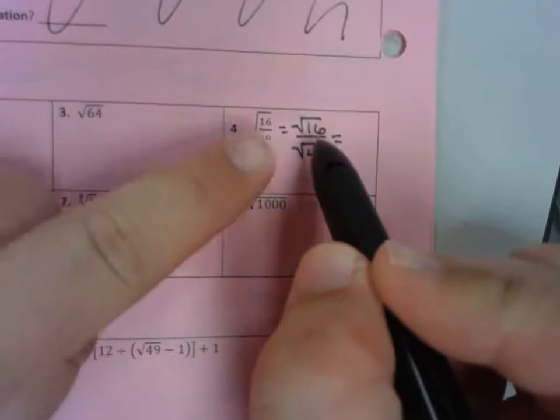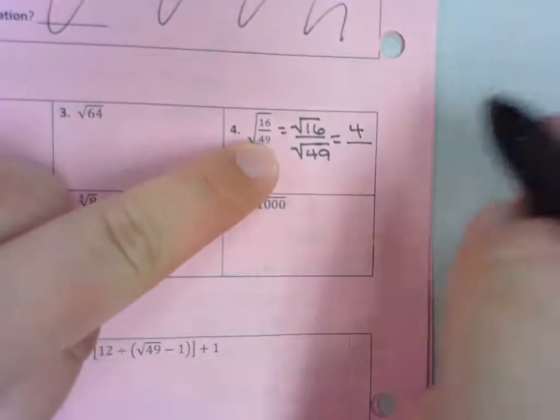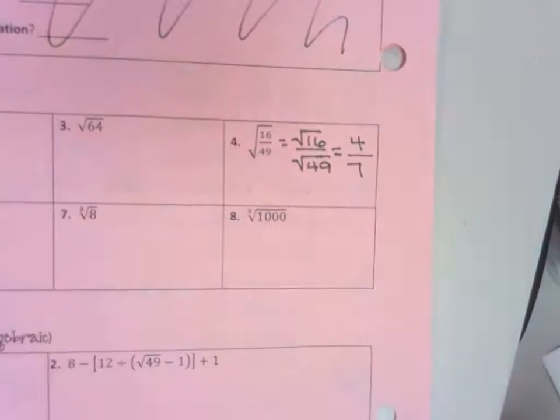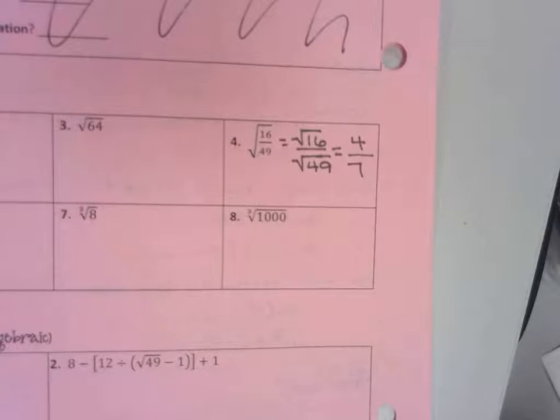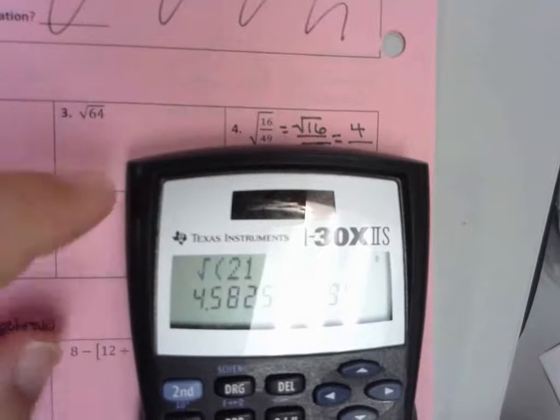What's the square root of 16? 4. Square root of 49? 7. If you don't have your perfect squares memorized, don't freak out. That's why there are calculators literally in front of you. Let me show you real quick how to do it on a calculator.